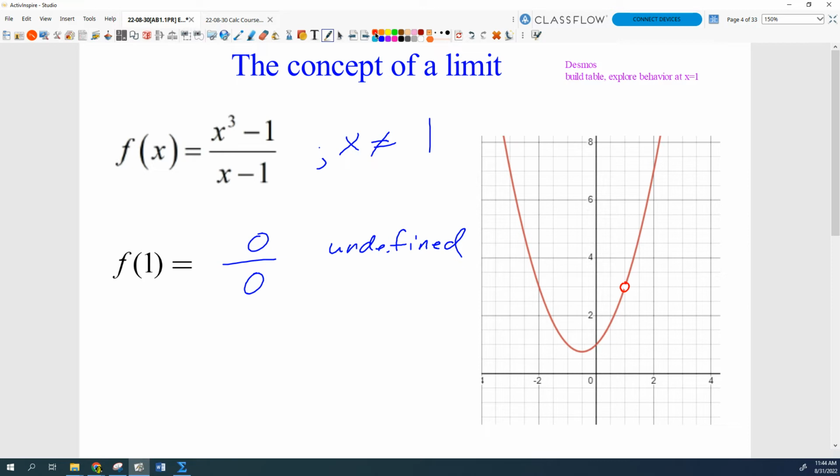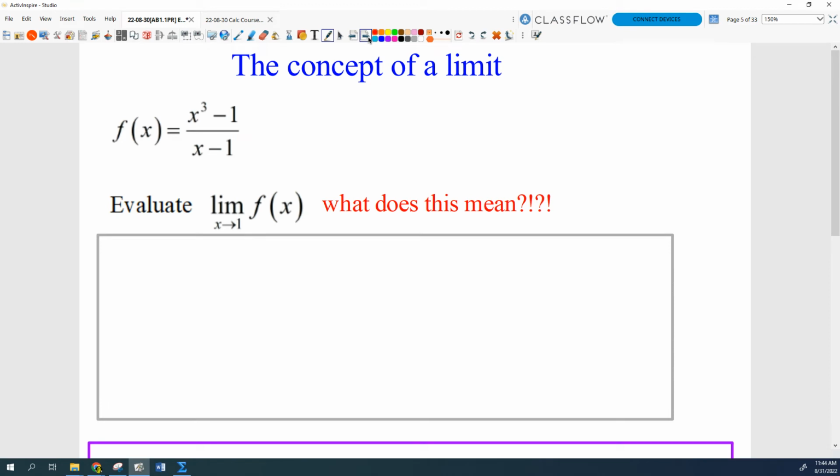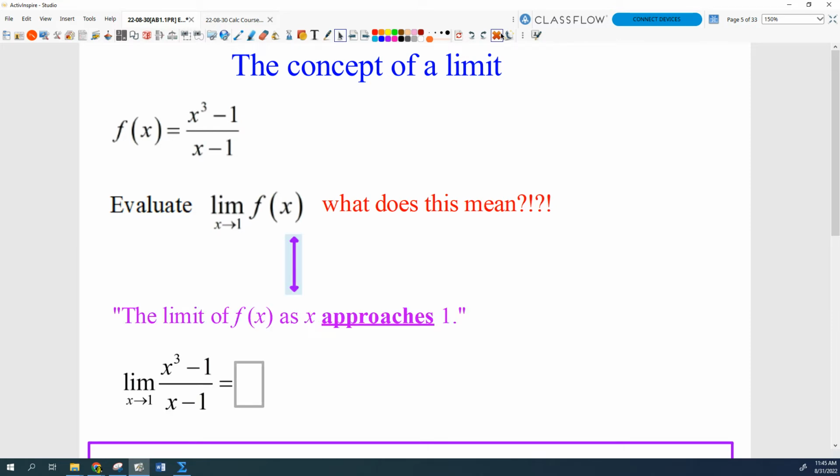Everybody see that? Okay, but what do you suppose if I were to take this function and do what we're going to call the limit of the function as x approaches 1. What does that mean, first of all? Well, this is how we would say it, the verbal way of saying this math notation: the limit of f of x as x approaches 1. And the answer is, what do you think it is?